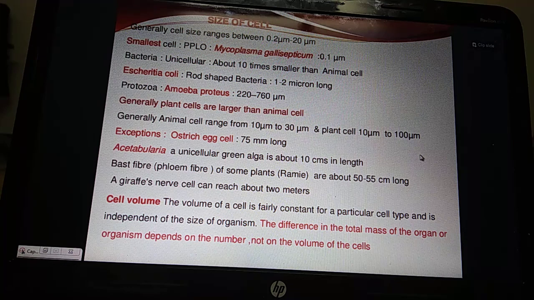Then generally plant cells are larger than the animal cells. But one example, ostrich egg cell, that is the largest cell. So this is our largest cell, and generally the range of the animal cell is 10 micrometer to 30 micrometer, and plant cell is 9 micrometer to 100 micrometer. And then volume of a cell is also constant for a particular cell type, and it is independent of the size of the organism.